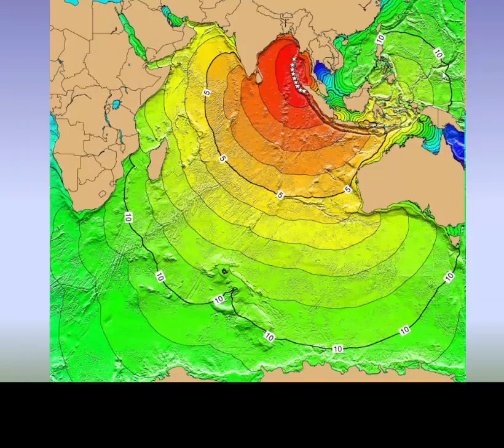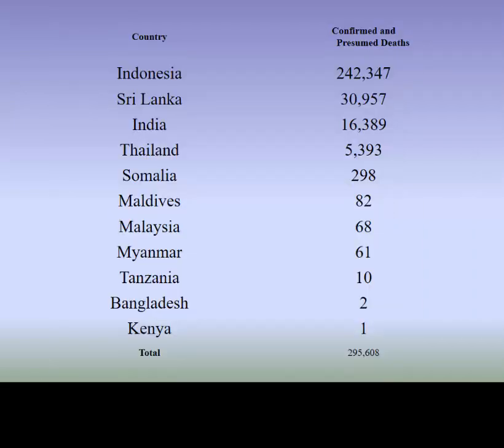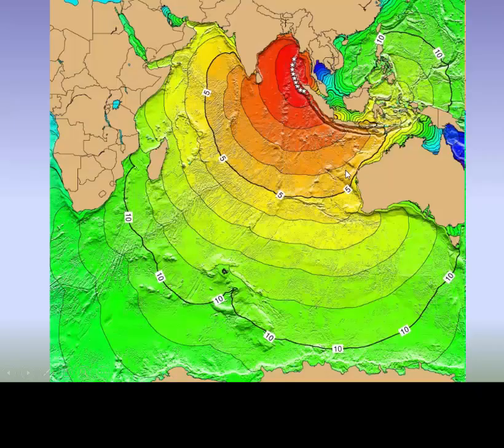And then, of course, we remember the one here that occurred off the coast of Indonesia, killed about 250,000 people. And you can see how long it took to travel across the Indian Ocean. About 300,000 people here, killed people in Kenya, Tanzania, Somalia. These are over here.